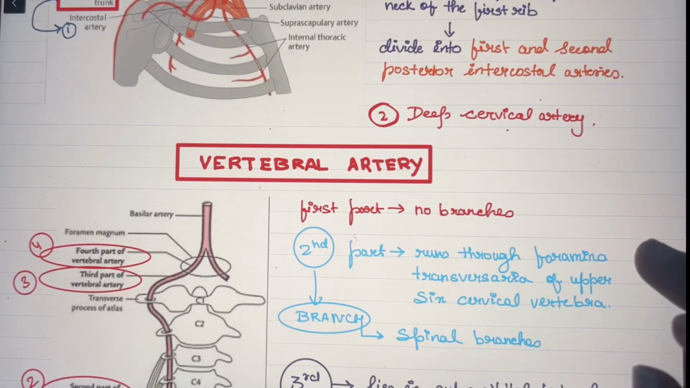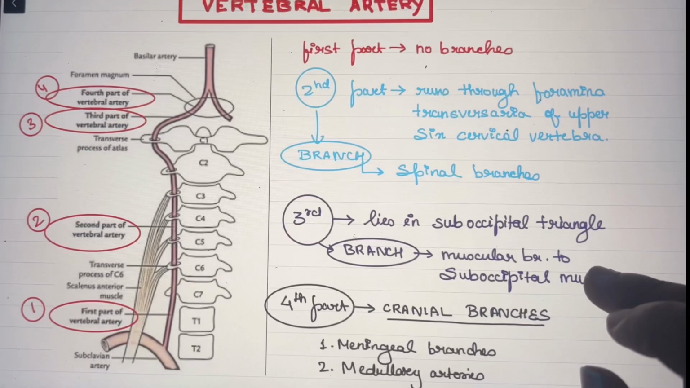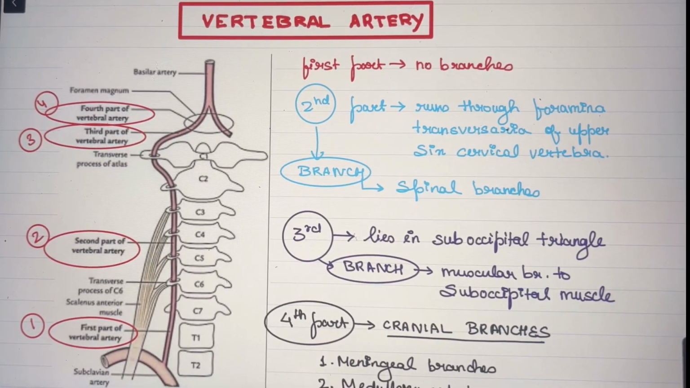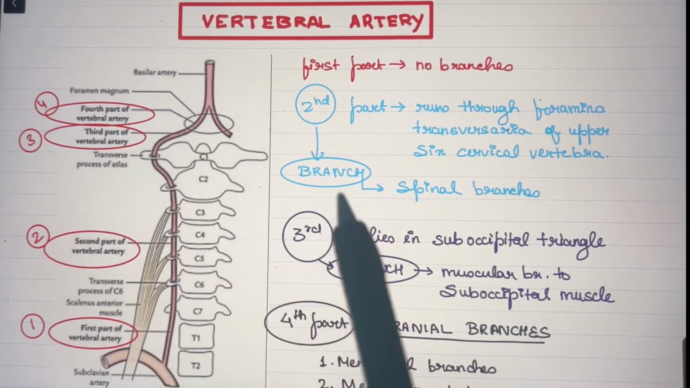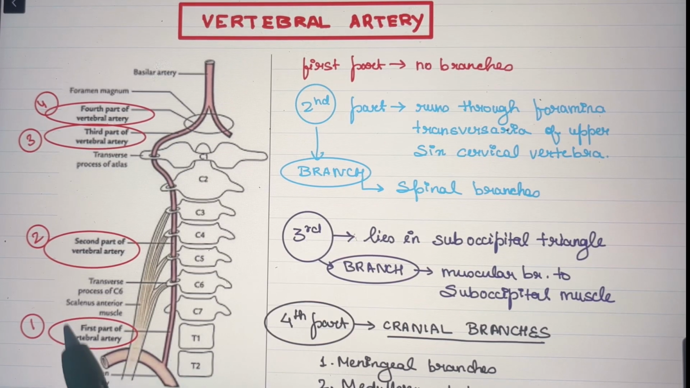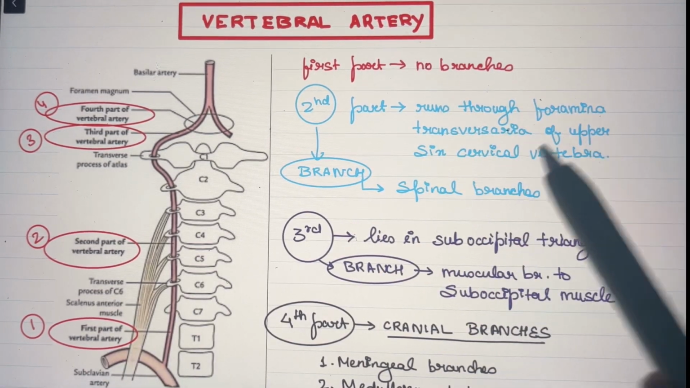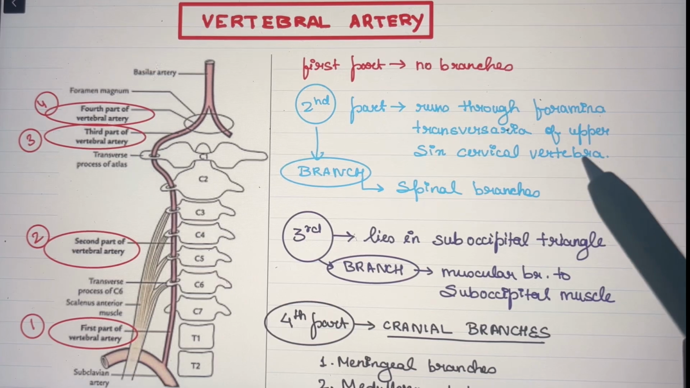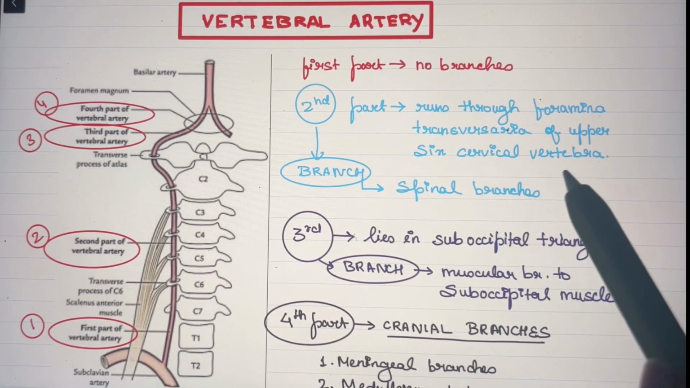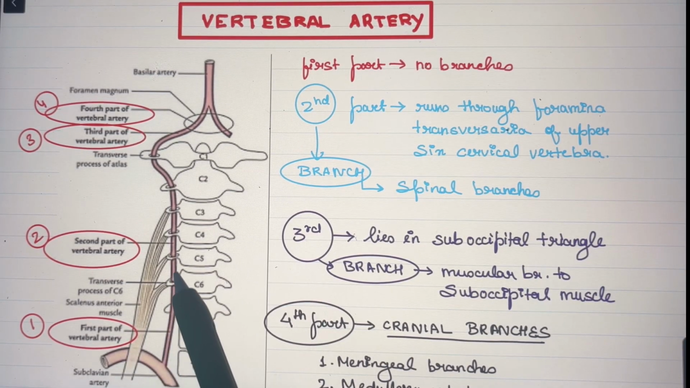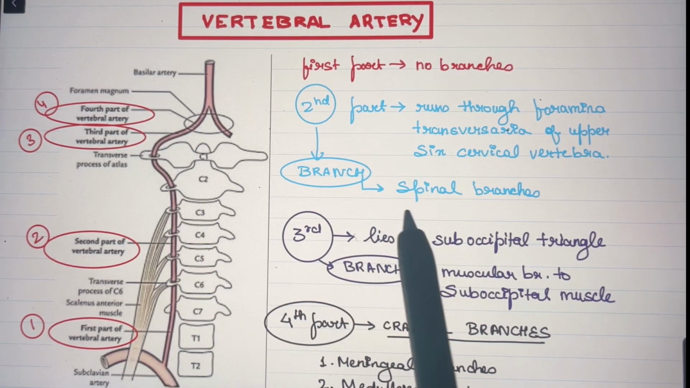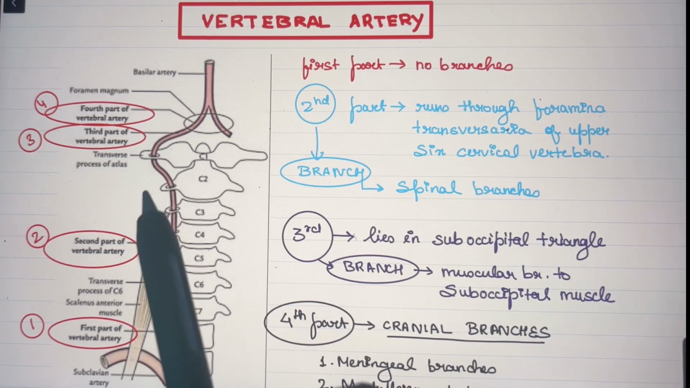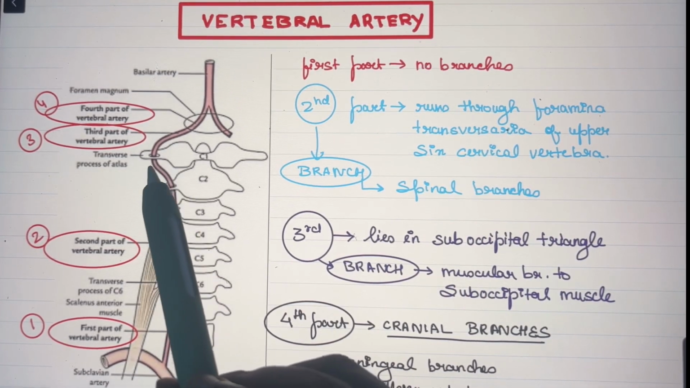Now we will see the vertebral artery. The vertebral artery is arising from the first part of the subclavian artery. The vertebral artery can be divided into four parts: the first part, second part, third part and the fourth part. The first part doesn't give any branches. The second part runs through the foramina transversaria of the upper six cervical vertebrae, gives spinal branches, and reaches up to the atlas.